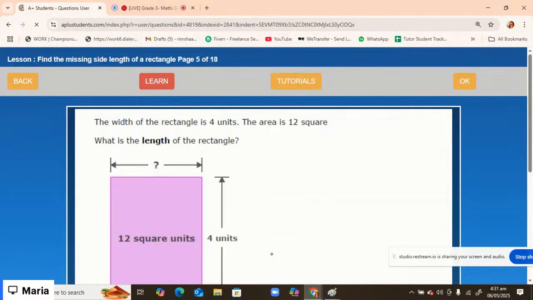Hope you guys understand this lesson as well. So solve the rest of the test questions by yourself. Okay. So let's start the last lesson of the day.